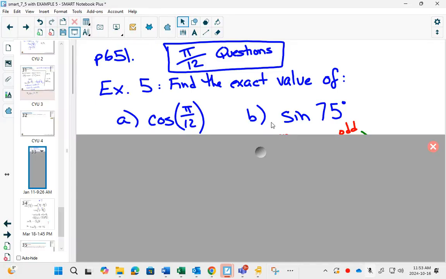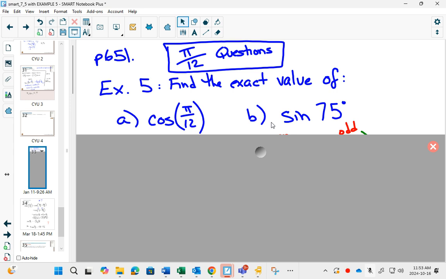So we are going to add example number 5 on page 651. Another famous question from chapter 7 is the pi over 12 question. This is on your pi plate. The ones that are missing, 15 degrees is missing in between 0 and 30. 75 degrees is missing. Those are all part of your pi over 12 family. So we call them pi over 12 questions.